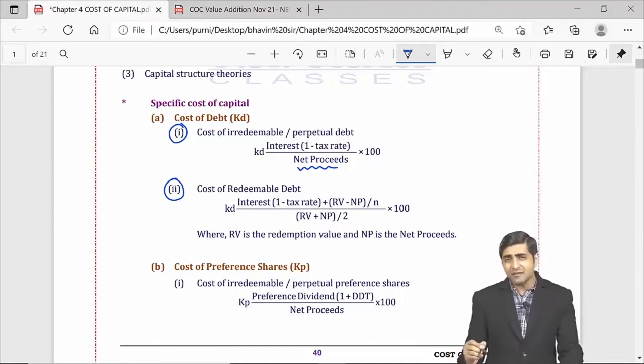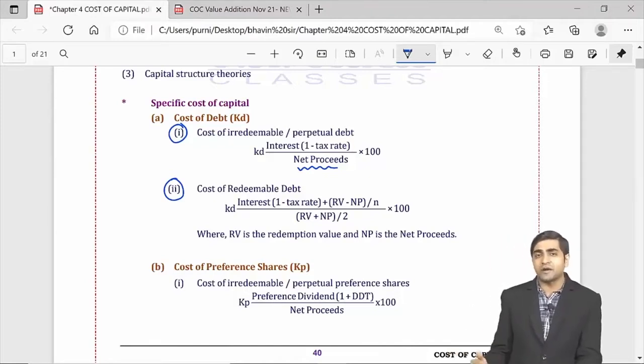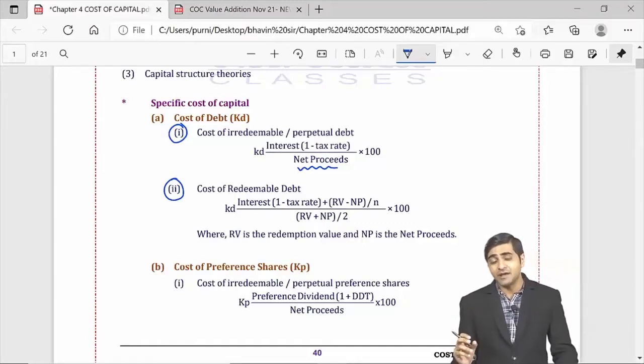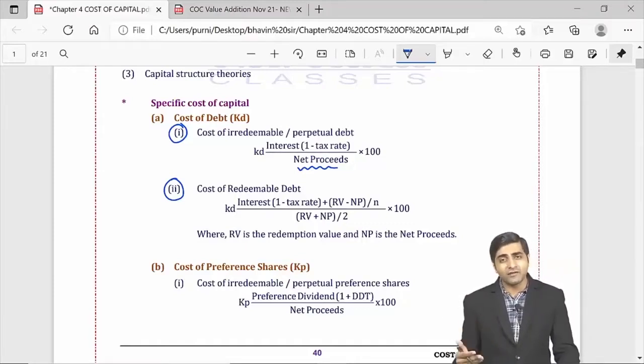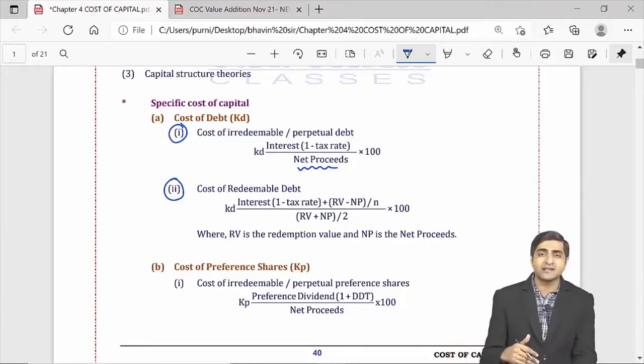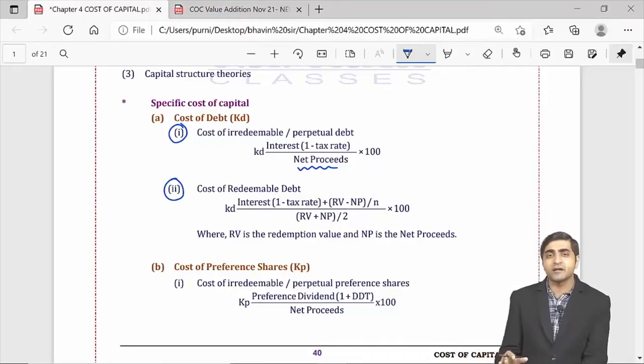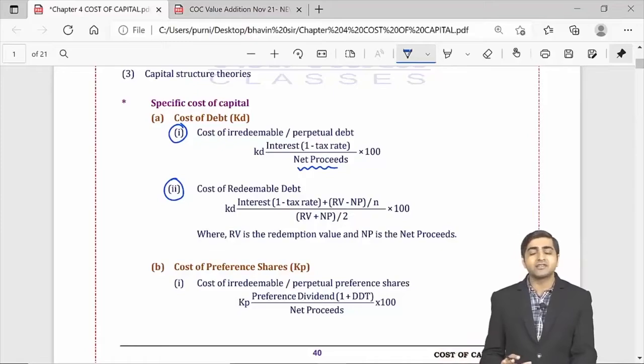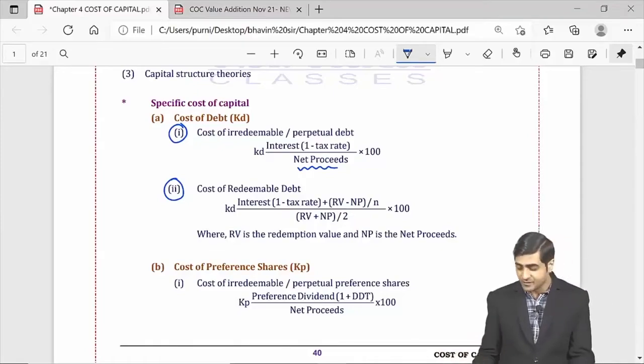Okay. The same concept also applies for your cost of preference shares, but the only difference here is that whenever you are calculating KP, tax savings is not available on the preference dividend. Rather, if there is dividend distribution tax given in the question, then we have to take preference dividend into 1 plus DDT. Or else, in all the questions we have solved, there is no DDT, so we will be taking preference dividend upon net proceeds into 100. But remember that there is no tax savings applicable here.